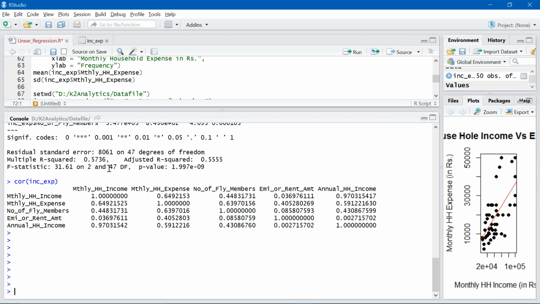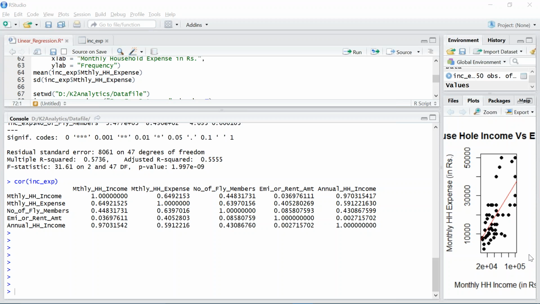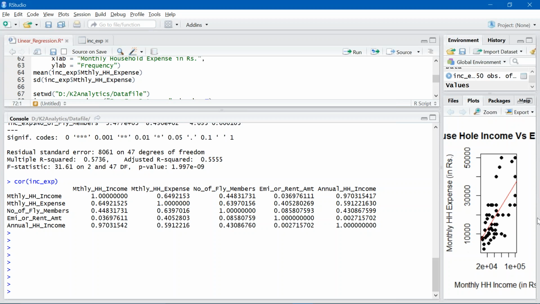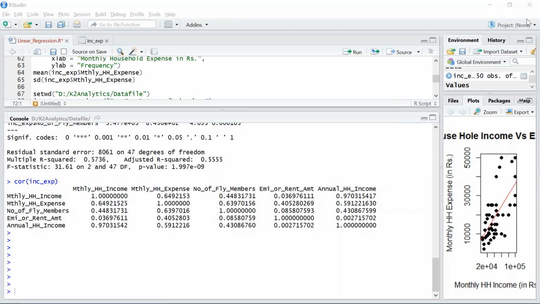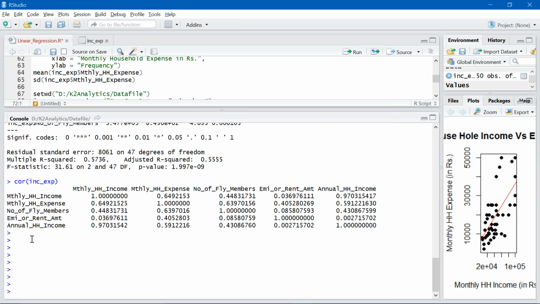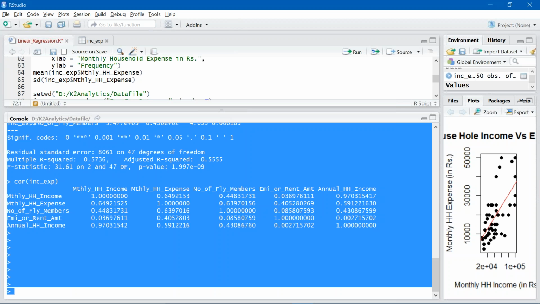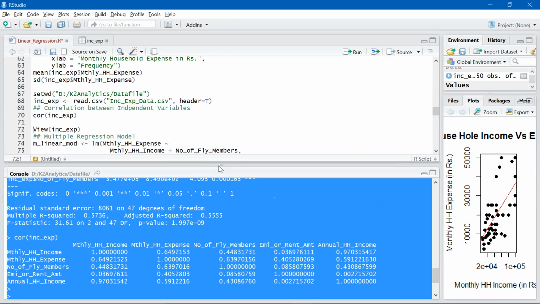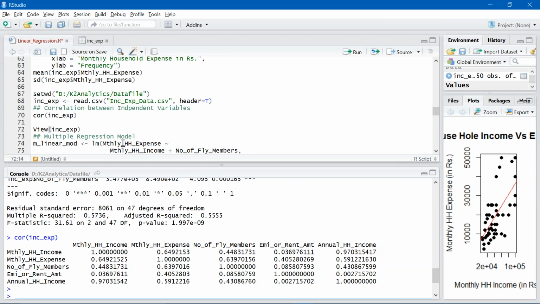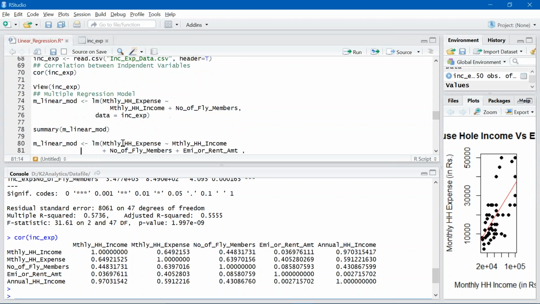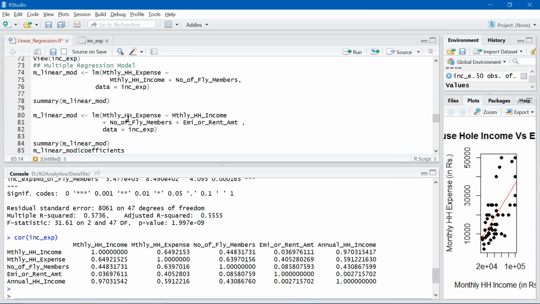Okay. So if we have this interpretation clear, let's move forward from correlation. Why is this correlation concept important? We'll now quickly see. I've got a linear model, a multiple linear model: income, family members, EMI or rent, plus let me add the annual income variable also.